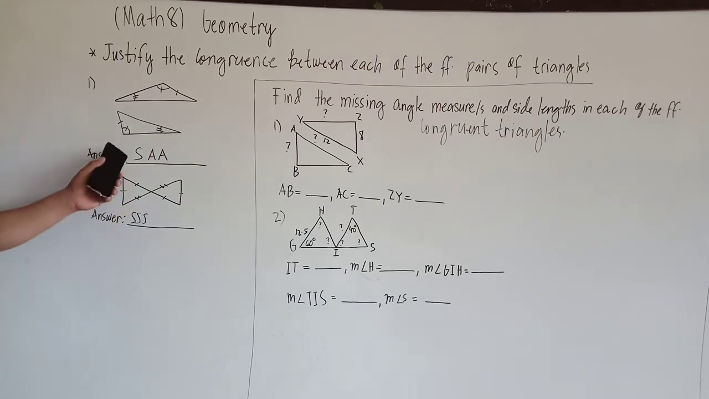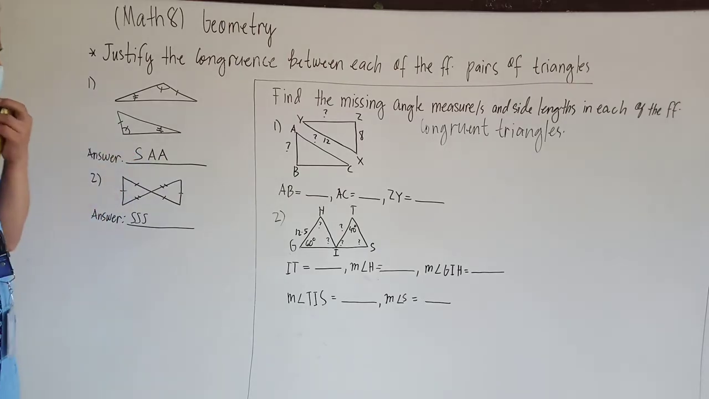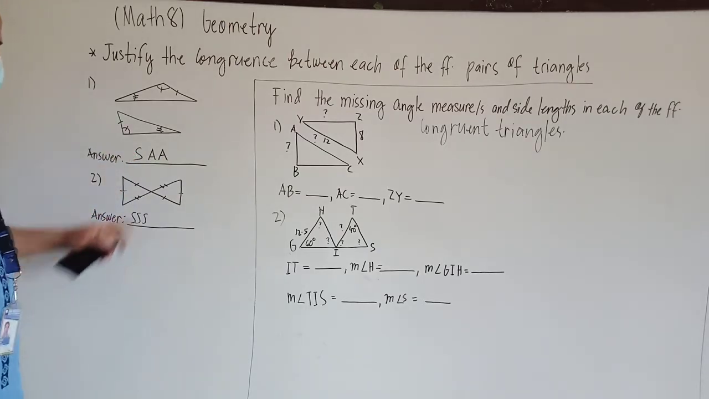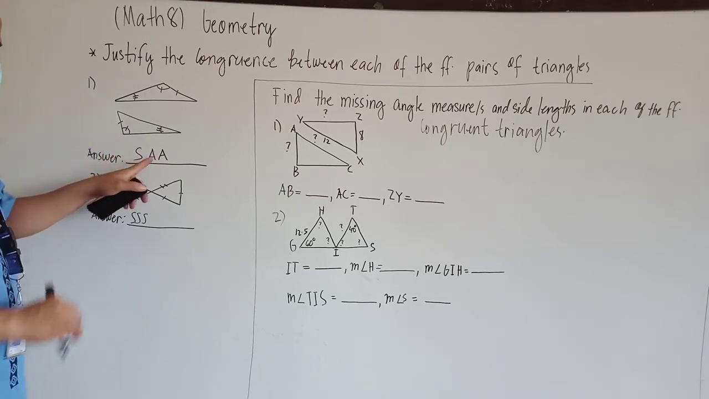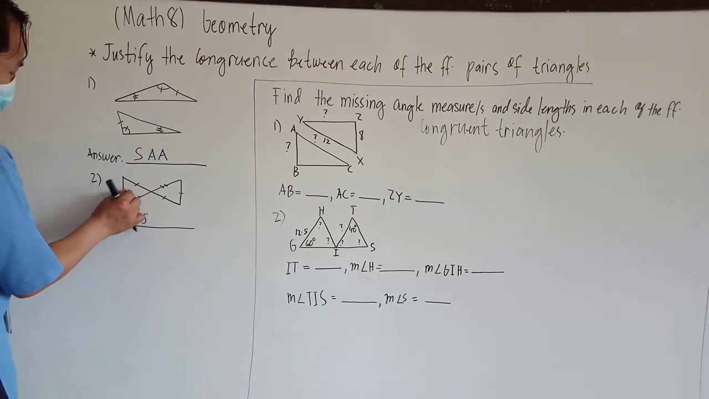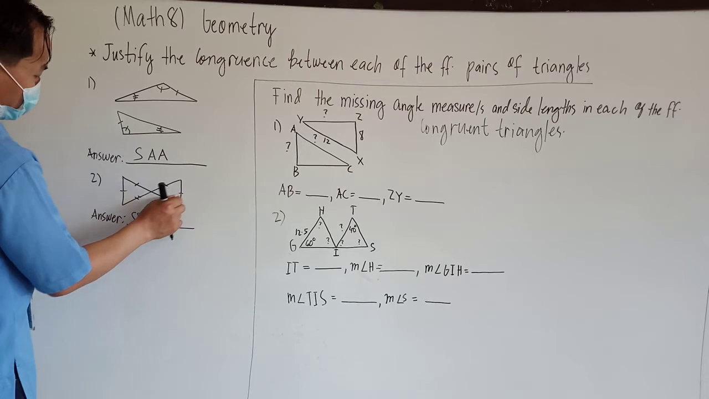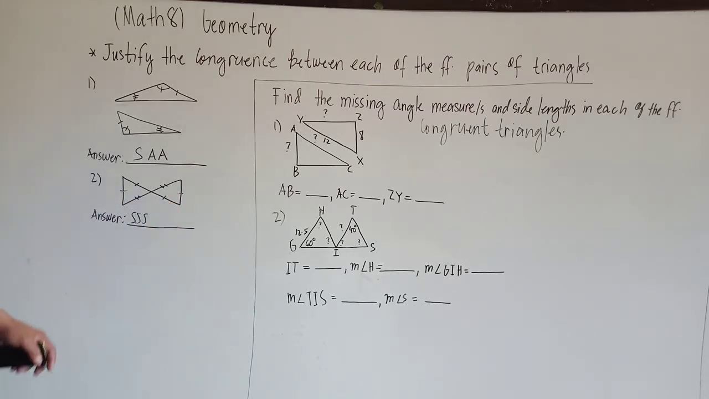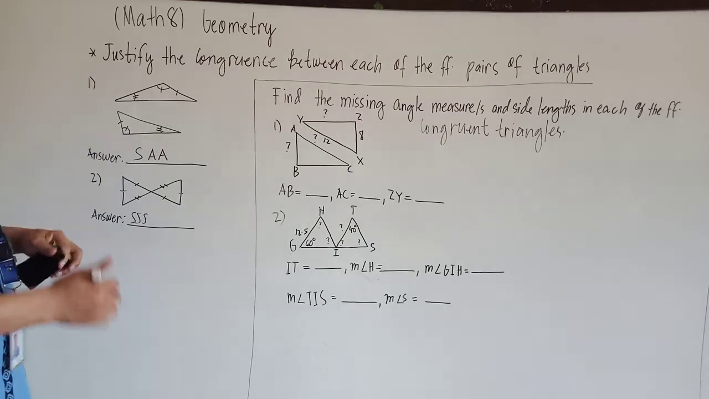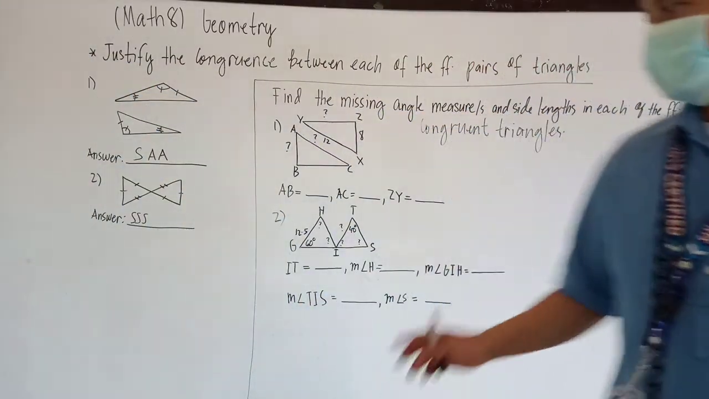Again, what is SAA? If two angles and the excluded side of one triangle are congruent to the corresponding two angles and the excluded side of another triangle, then the two triangles are congruent. For the second one, SSS: if the three sides of the first triangle are congruent to the corresponding three sides of another triangle, then the two triangles are congruent. That is how to justify the congruence between pairs of triangles. Let us proceed now to the second one.